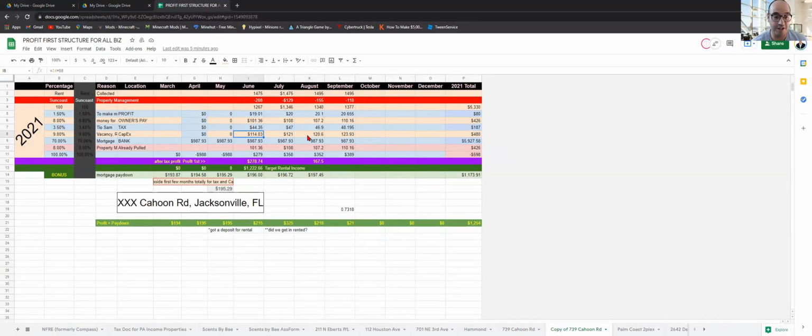So if there's ever a vacancy, I already have money set aside to pay a broker's fee or pay for the turn or whatever needs to be done. Then I know the mortgage amount, so I just need to figure out a percentage that kind of gets us there. On this one, it's about 70%. It's a brand new loan.